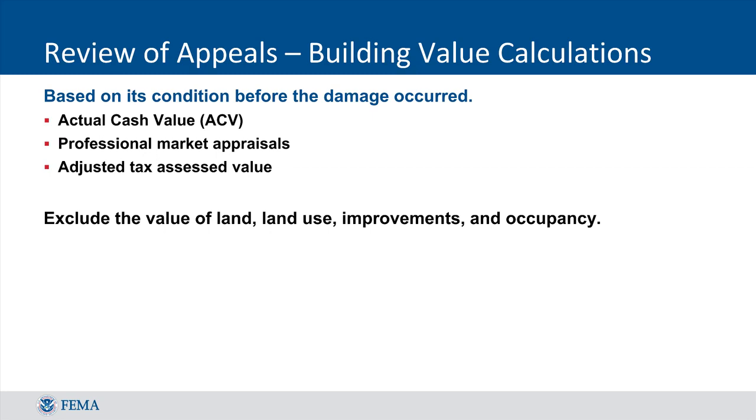Owners may use alternate approaches to building value, including actual cash value, professional market appraisals, or adjusted tax assessed value. When reviewing these appeals, check that the value of the land and any improvements are not included in the value of the building. The value of the building is based on the condition of the structure before the damage occurred.